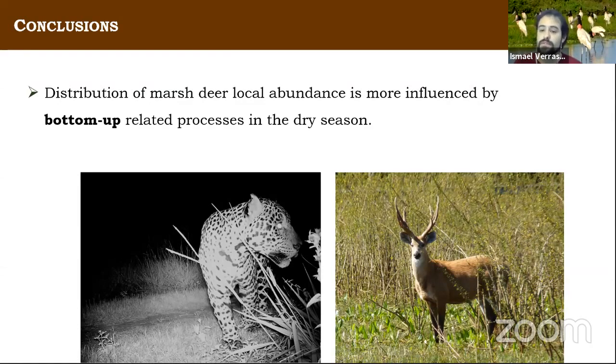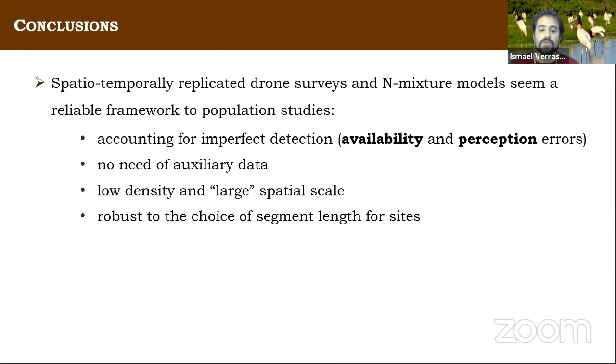So here we could test the influence of landscape variables on the local abundance of marsh deer using drones and mixed models. And we found that the distribution of marsh deer local abundance is more influenced by bottom-up processes in the dry season and not by predators. With this approach, we could account for imperfect detection, the two common detection errors in aerial surveys, availability and perception.